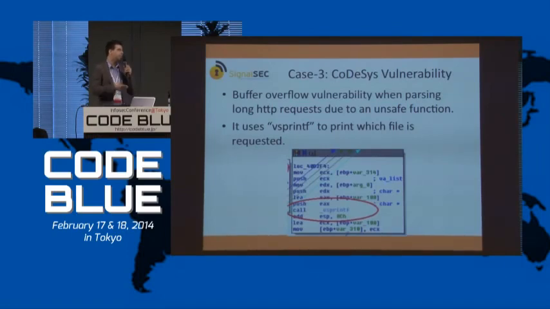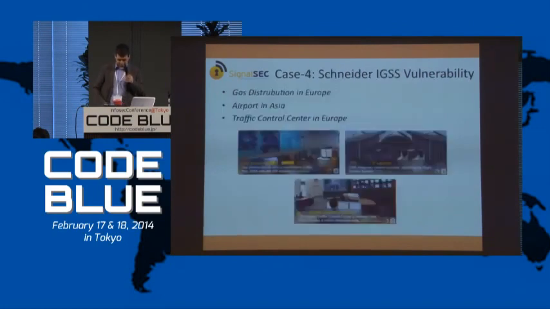The main cause is that the application prints all requested data back to the user, and it uses the unsafe vsprintf function, which causes the buffer overflow. Just sending a long HTTP request is enough to trigger this vulnerability. And on the next slide, we will see that too many systems using this application are also open to the internet.